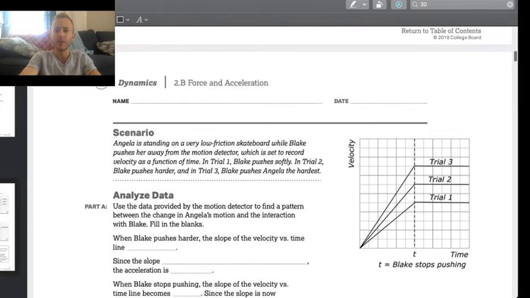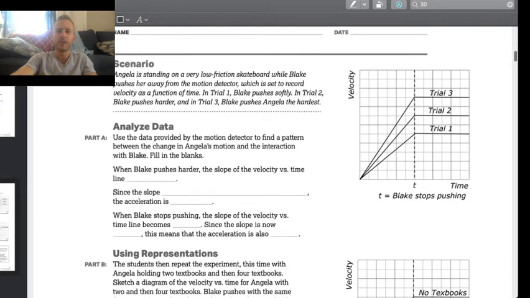Okay, we have another scenario. Angela is standing on a very low friction skateboard while Blake pushes her away from the motion detector, which is set to record the velocity as a function of time. In trial 1, Blake pushes softly. In trial 2, Blake pushes harder. In trial 3, Blake pushes Angela the hardest. Use the data provided by the motion detector to find a pattern between the change in Angela's motion and the interaction with Blake.